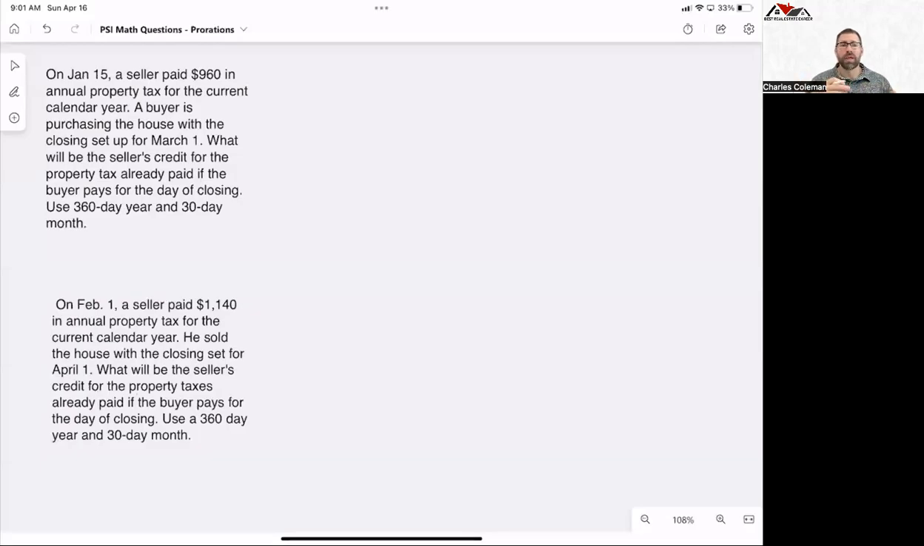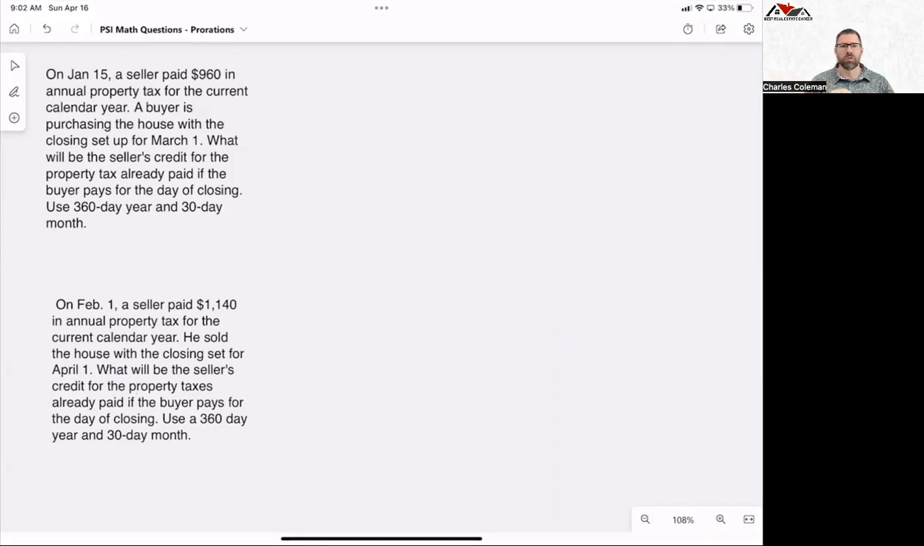All right, so let's look at the PSI Real Estate Exam. Let's look at some math questions. And what you're looking at right now are two proration questions that are very similar to something that you might see on the real estate exam.